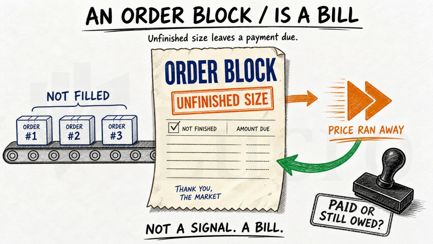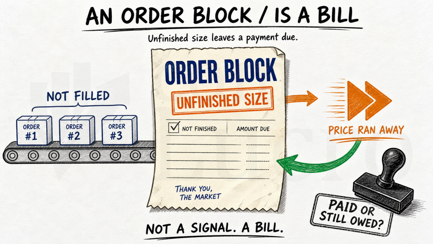So stop treating the order block as the answer. An order block isn't a signal, it's a bill. Someone with real size committed capital inside that candle and couldn't finish the job because price ran away before the position was complete. What's left behind is unfinished business, and price comes back to settle it.